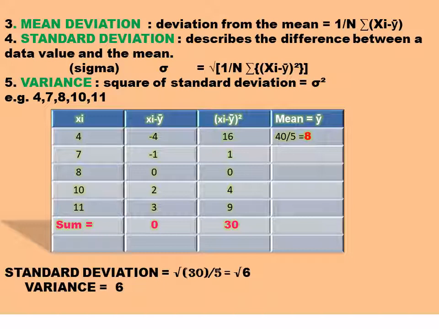And what about the mean deviation? The formula says summation of xi minus y bar. If you see in the table, the second column sum comes out to be 0. Right? So if we divide 0 by 5, it will be 0 only. So mean deviation here is 0. That means the points are not much deviated from the mean. Right? So the mean deviation is 0.